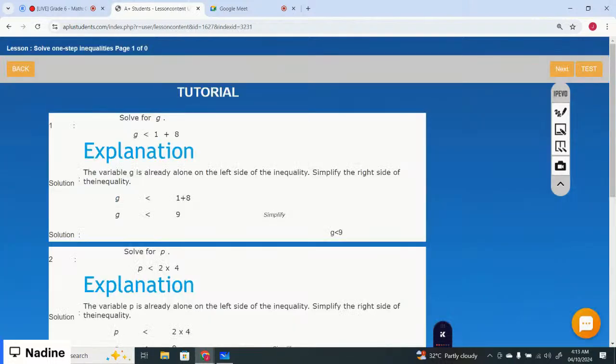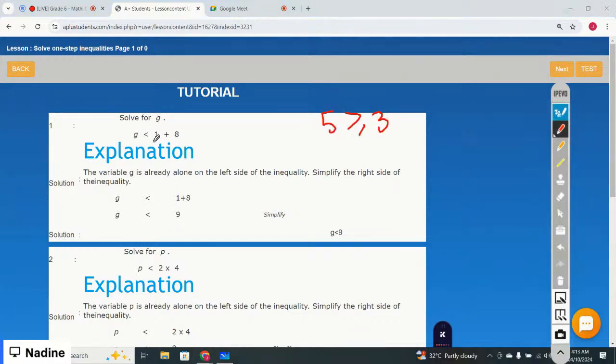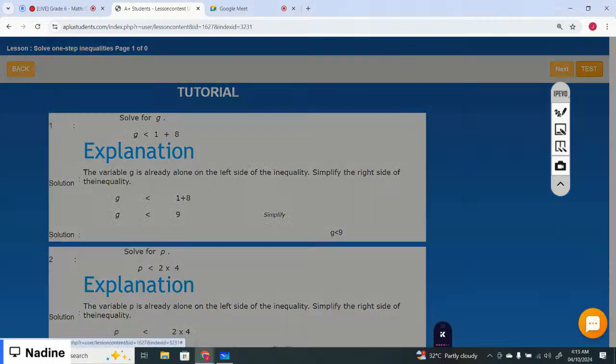Okay, so the first one is solve for g. G is less than 1 plus 8. You have to add, right? So 1 plus 8 is 9. So g is less than 9. That is g is less than 9. Okay, let's start with the test questions.